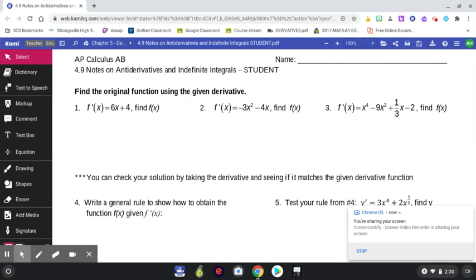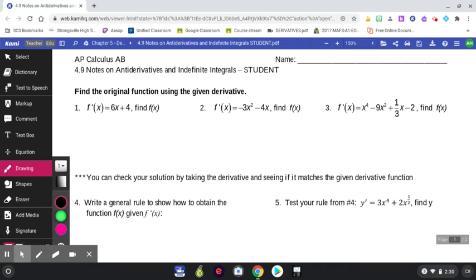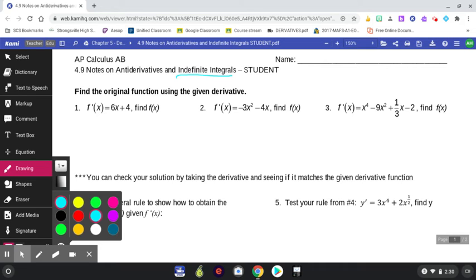All right, Hassler here. I'm going to go through the 4-point notes on the antiderivatives and indefinite integrals. It does say student at the top because I had typed out my own for myself, but yeah, I'm going to work through this with you. Sorry, indefinite integrals, because we've been talking about definite integrals.